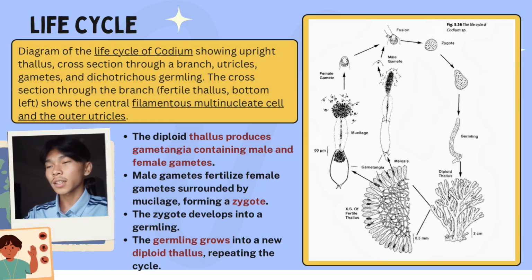Now, take a look at the diagram of the life cycle of Codium, showing upright thallus, cross-section through a branch, utricles, gametes, and dichotomous germling. The cross-section through the branch, fertile thallus, bottom left, shows the central filamentous multinucleate cell and the outer utricles. First, the diploid thallus produces gametangia containing male and female gametes. The male gametes fertilize female gametes surrounded by mucilage, forming a zygote. The zygote then develops into a germling, and finally, the germling grows into a new diploid thallus, repeating the cycle.